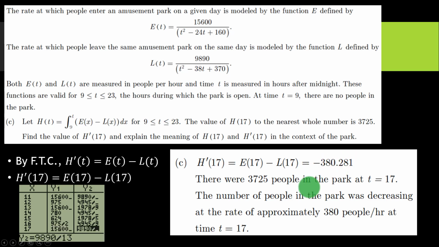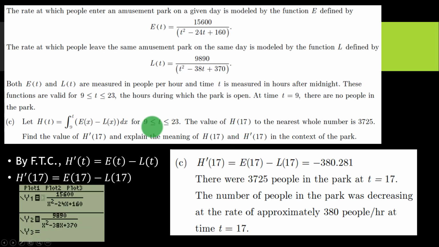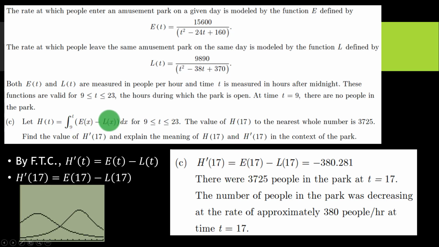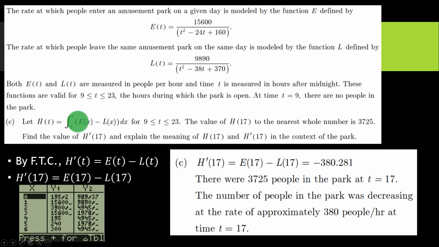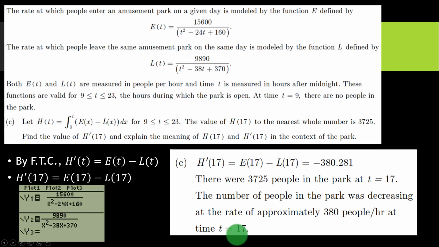So the explanation here is the meaning of h of 17. Remember, rate in minus rate out, when we integrate that, is the number of people in the location, the population in the location. So there were 3,725 people in the park when t is equal to 17. Then the number of people in the park was decreasing at the rate of approximately 380 people per hour at the time t equals 17.